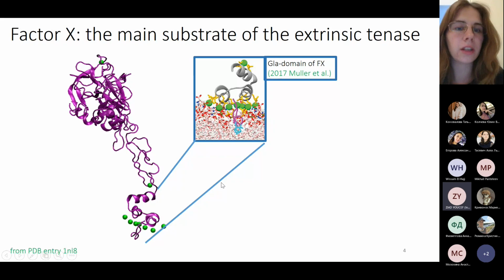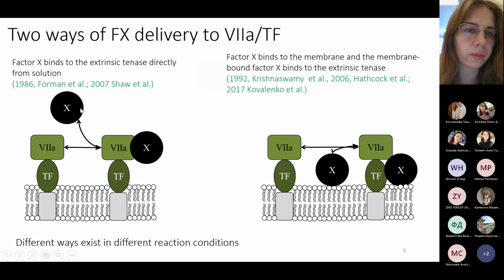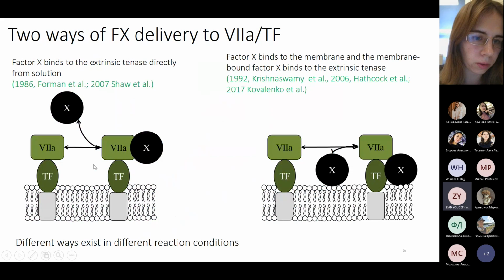This factor can reversibly bind to the membrane with quite high affinity. So factor 10 is distributed between two phases. Some factor 10 is in the solution, and some factor 10 is on the membrane surface. So from this, we have two possible ways of factor 10 delivery to the extrinsic tenase complex. The first way is from solution directly, when factor 10 binds to the extrinsic tenase complex from solution.